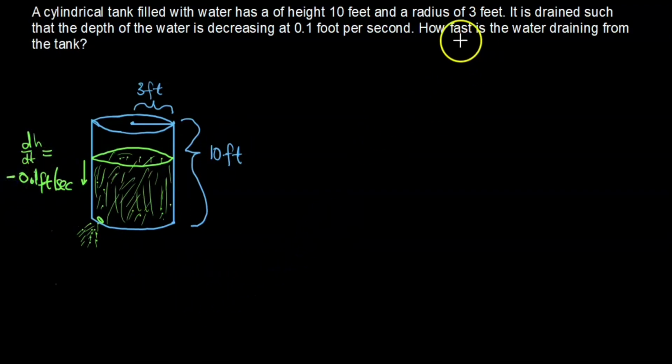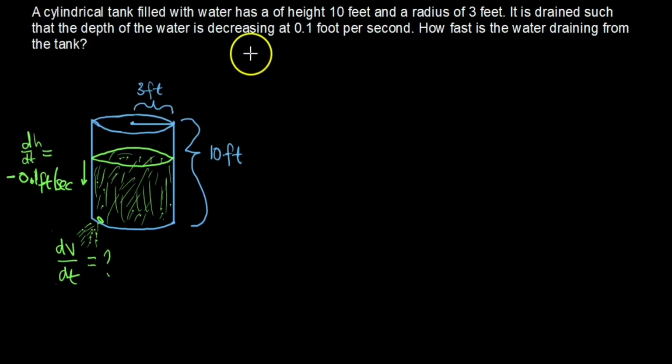Now the question is asking us how fast the water is draining from the tank. So you need to understand what that means. Since we're talking about water here, it is measured in volume. So how fast is the water draining from the tank? In other words, what is the rate at which the volume of the water will be changing? And you know it's going to be dropping because it is draining from the tank. But this is the question; we don't know what this is. So let's see what we can do.